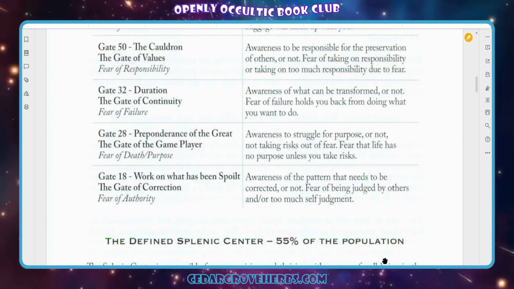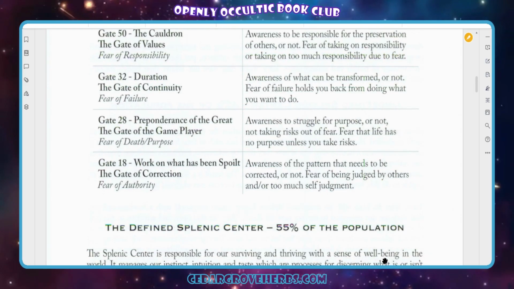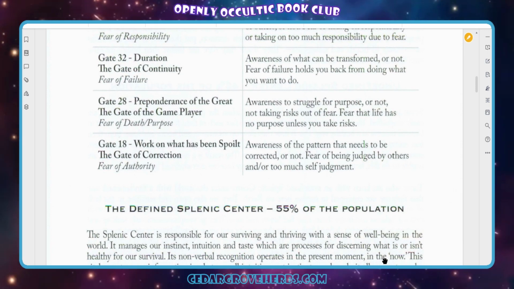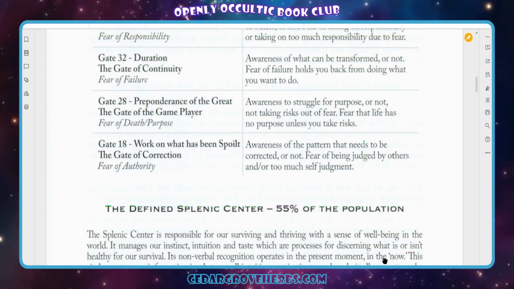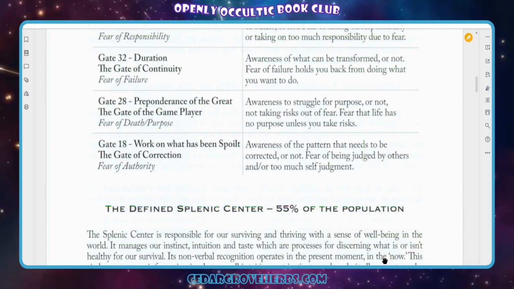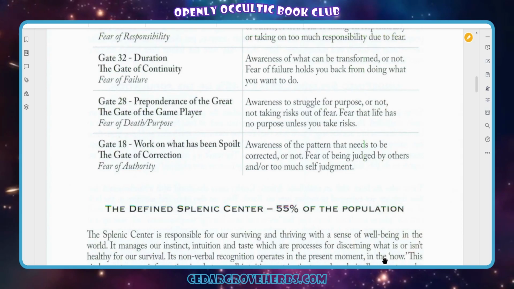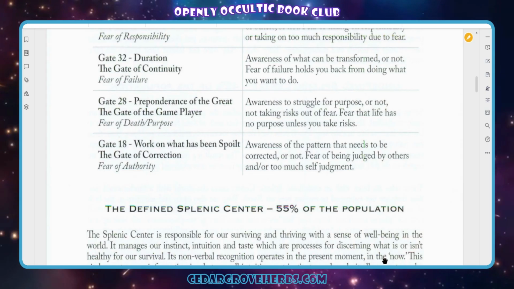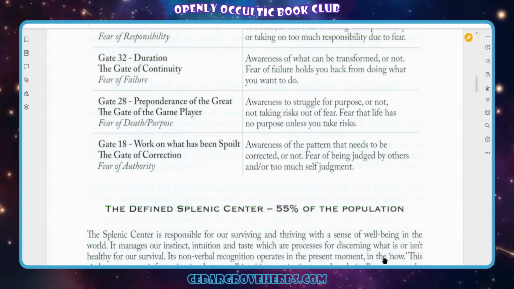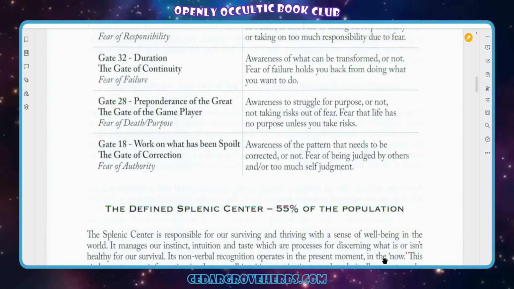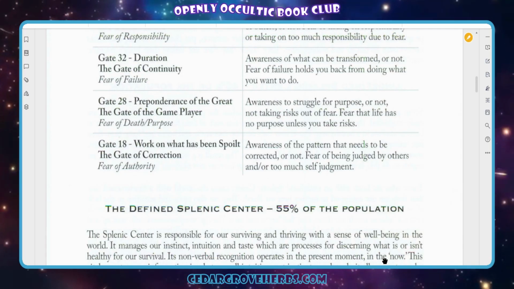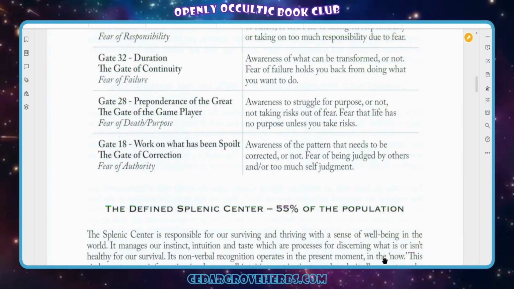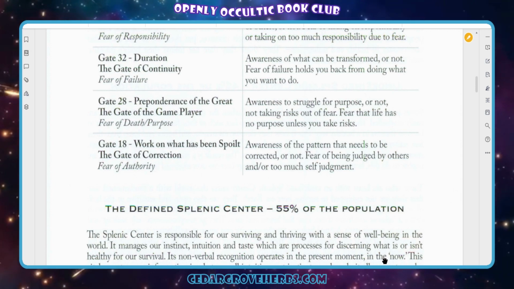Gate 28, preponderance of the great, the gate of the game player, the fear of death or purpose. Awareness to struggle for purpose or not taking risks out of fear, fear that life has no purpose unless you take risks. And last but not least, Gate 18, work on what has become spoilt, the gate of correction, fear of authority. Awareness of the pattern that needs to be corrected or not. Fear of being judged by others and or too much self-judgment.